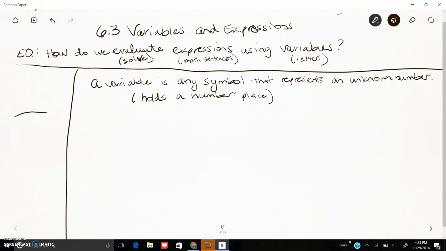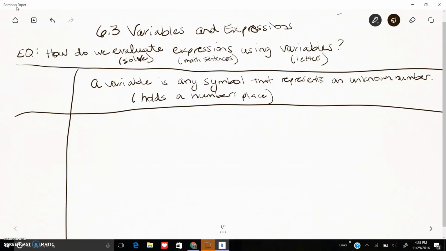Like if I was at an amusement park and I wanted somebody to hold my place in line, I'd be like, hey, dude, would you be my variable and hold my place in line till I come back? And he'd say, yeah, no problem.